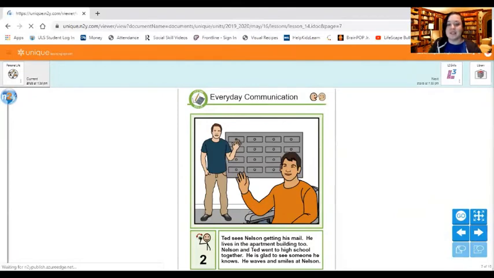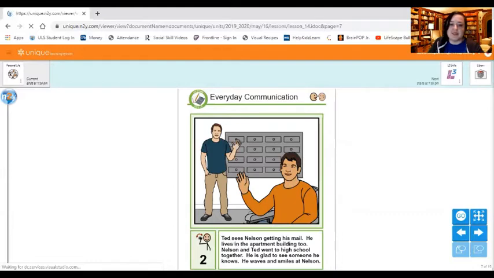Ted sees Nelson getting his mail. He lives in the apartment building too. So here's Ted, and there's Nelson, who also lives in the apartment building. And these are their mailboxes in apartment buildings. If you live in an apartment, you probably know this. You usually have a mailbox that you use a key to open.